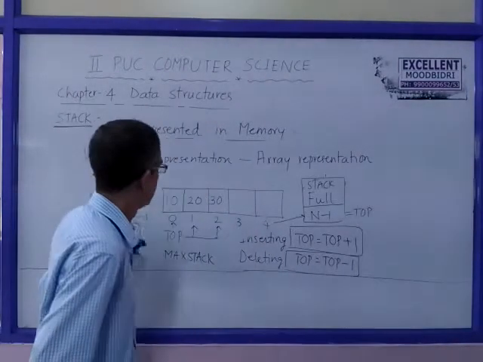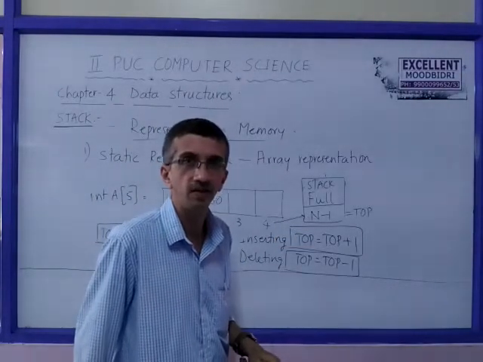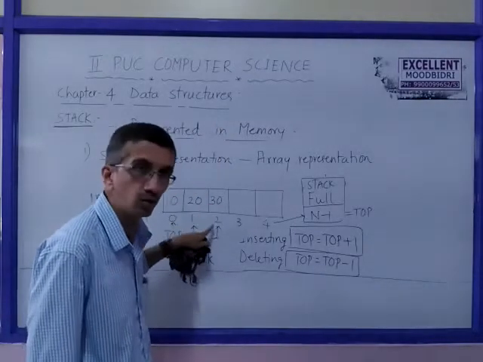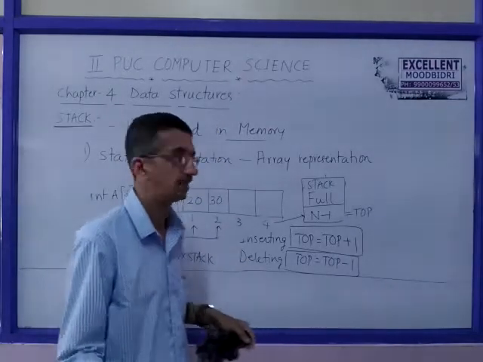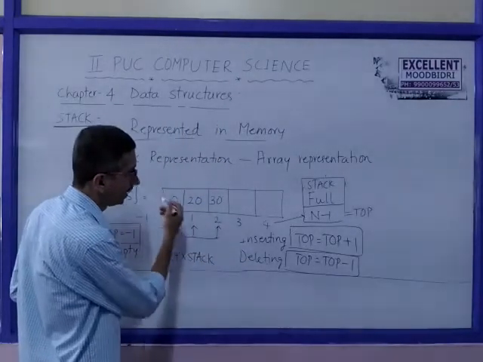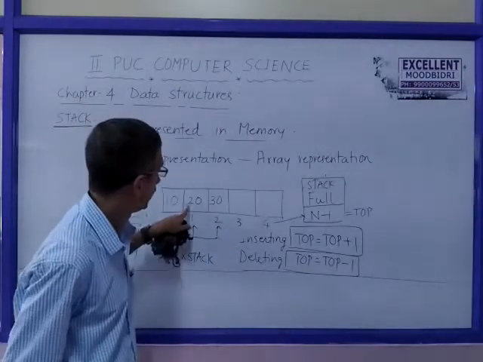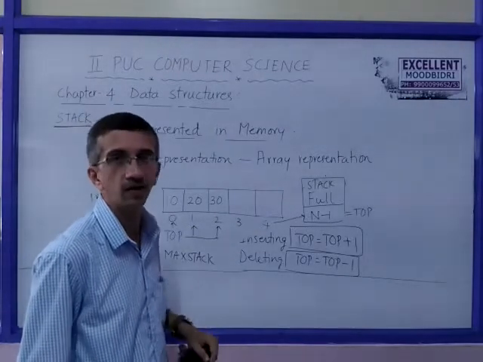Once you have declared, 5 locations will be there initially. Right? But the item is present only at index 2, which is the top item. You should not refer to items beyond that. Right? That's all. So top is this. When you delete one more, 30 will be deleted. Now, can you delete 20 before deleting 30? You cannot, because it is the stack you are representing.